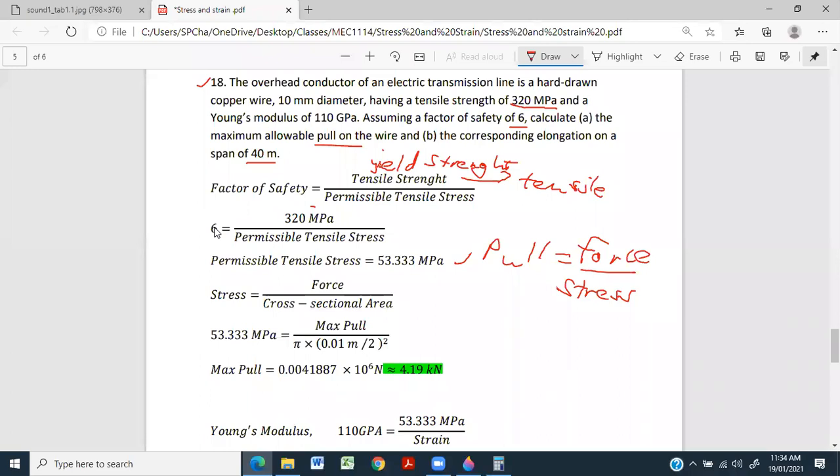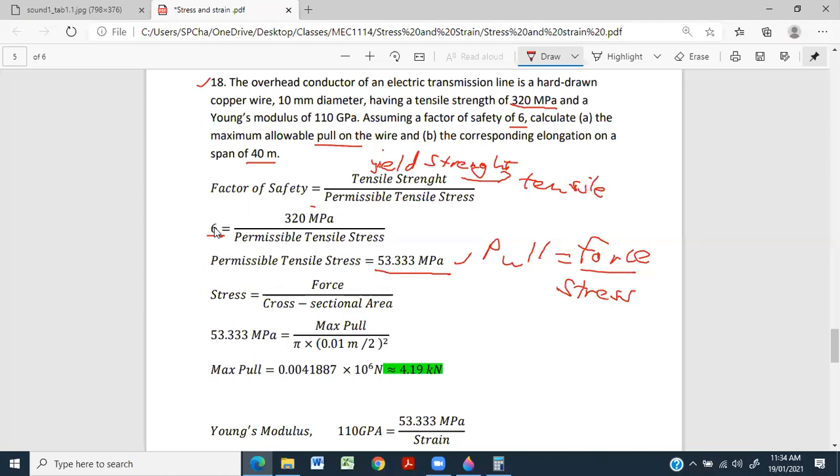So the permissible tensile strength is 53.33 megapascals. We just divide 320 megapascals by 6, and we get 53.333 megapascals. Again, remember, stress is force divided by the cross-sectional area. So using the permissible stress we just found, assuming the safety factor was 6, we find the force using the cross-sectional area.